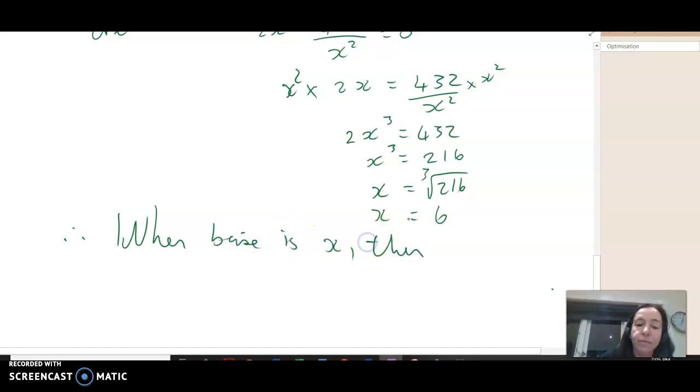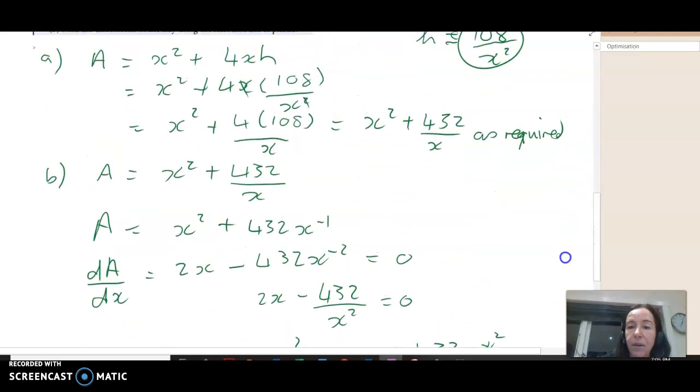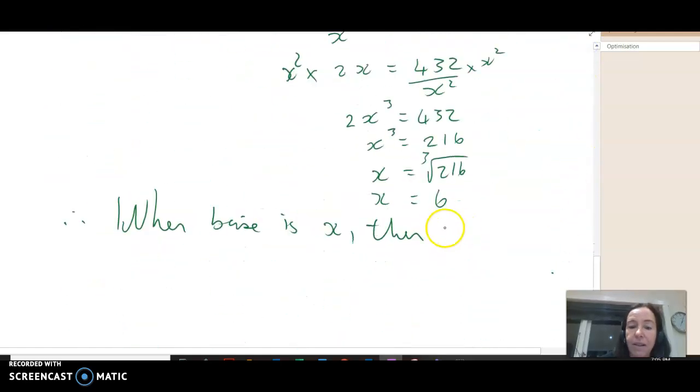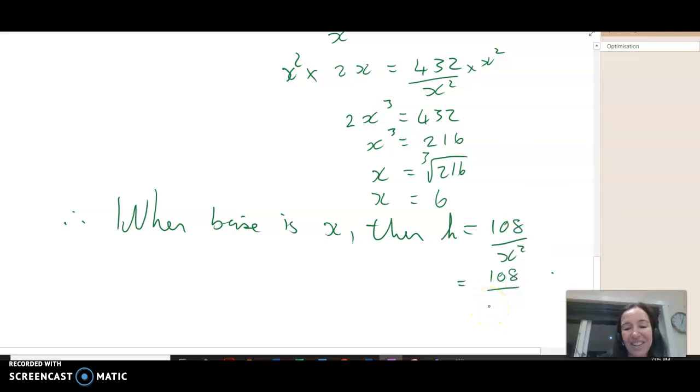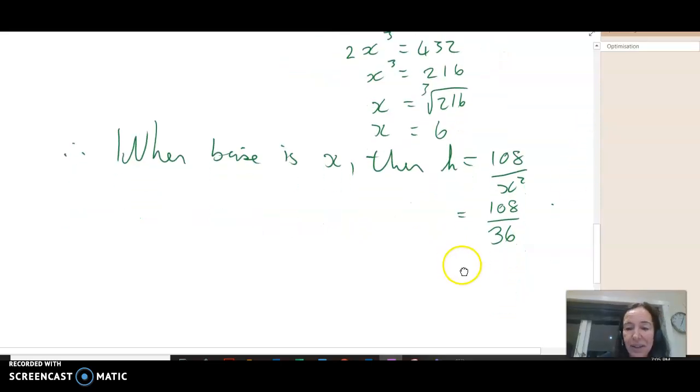then I know that my height is 108 divided by x squared. And x is 6 in this case, so 6 squared is 36. Come on, you can do it. And when you put that into your calculator, you should get 3 centimeters. So 6 by 6 by 3 gives us the optimum volume of our box.